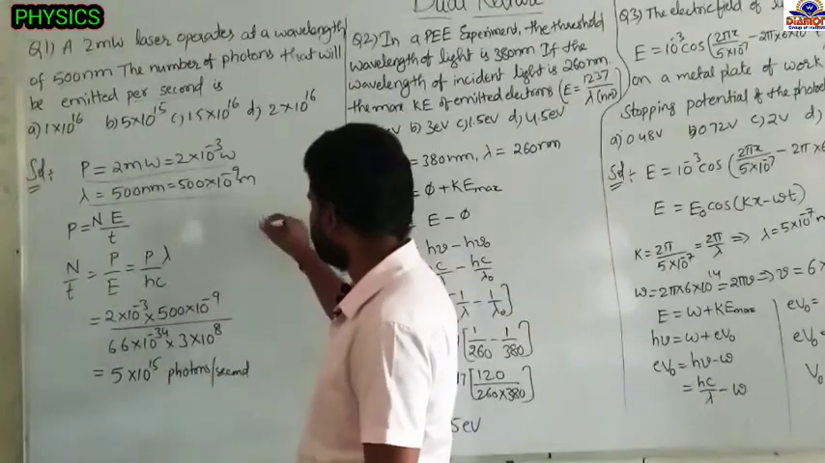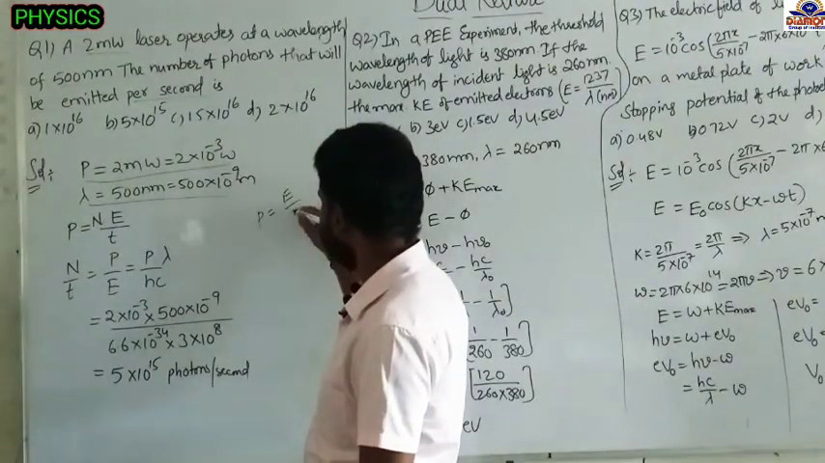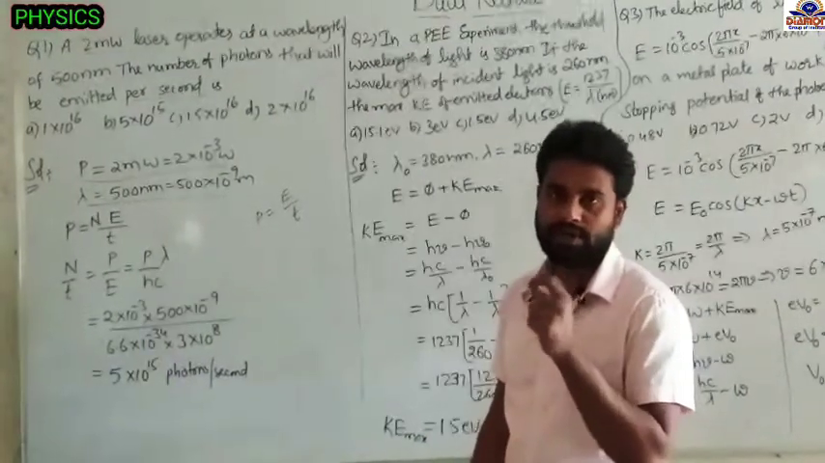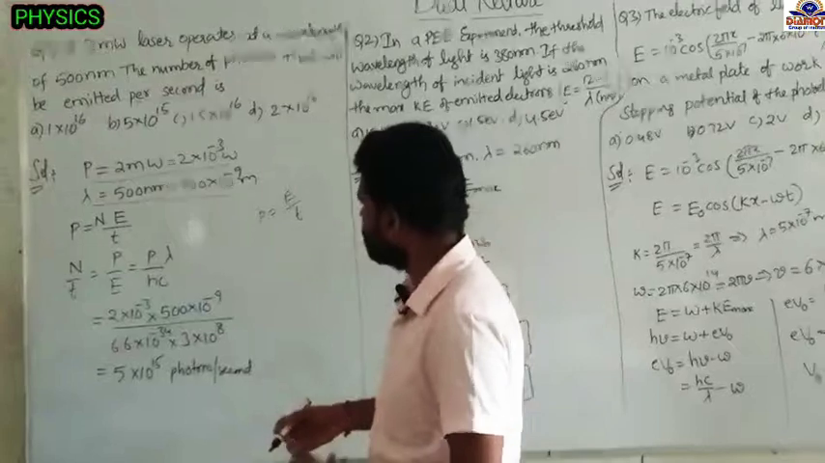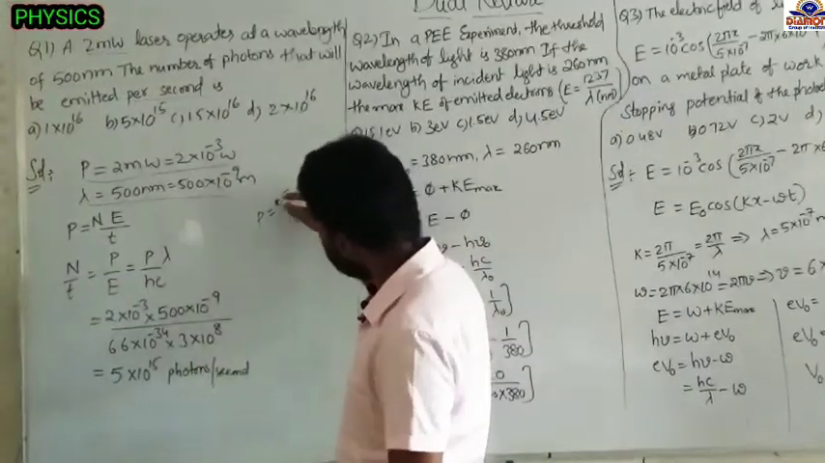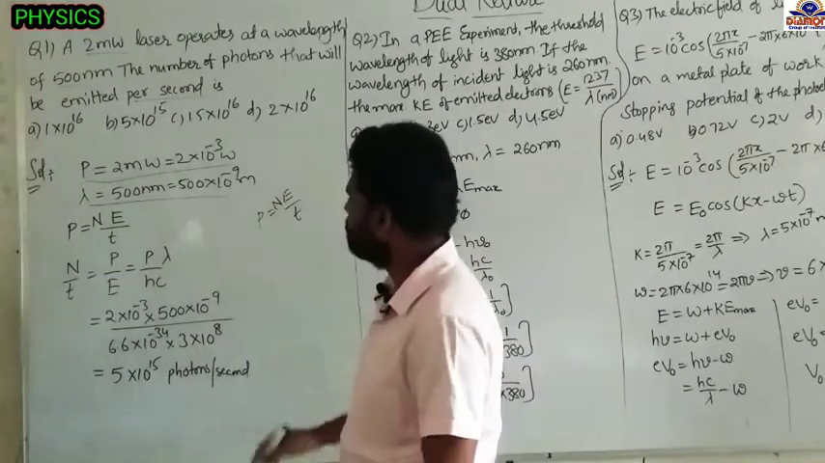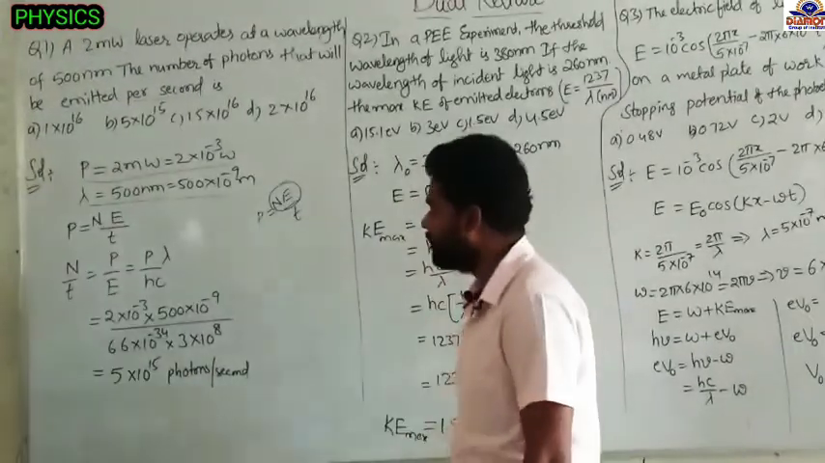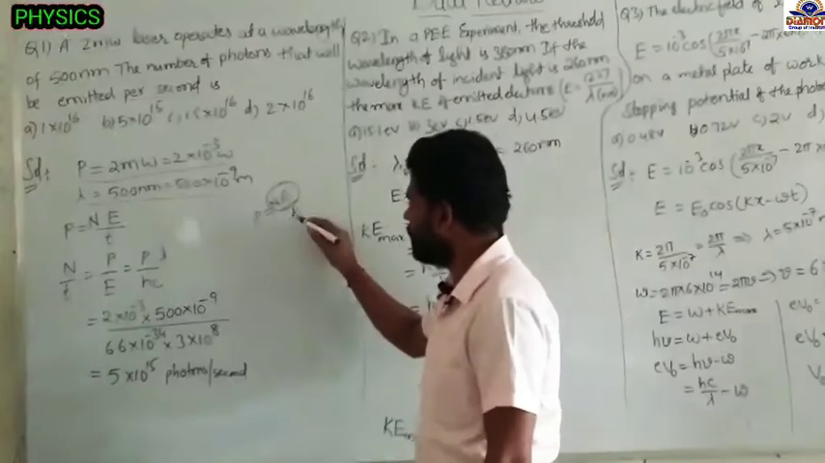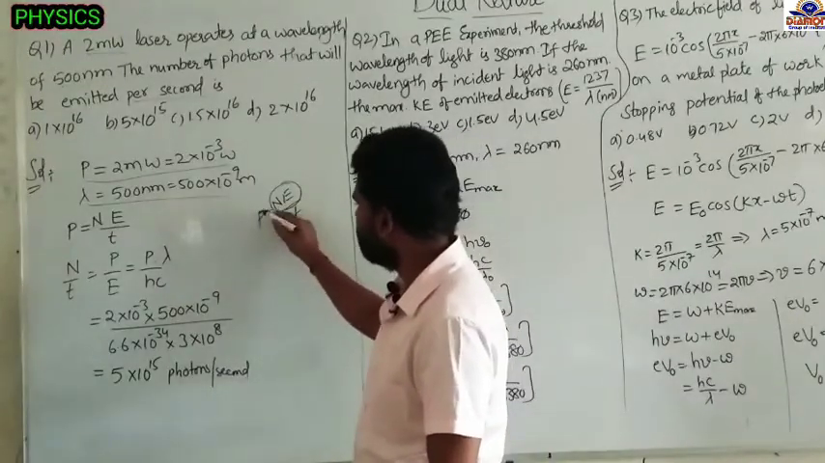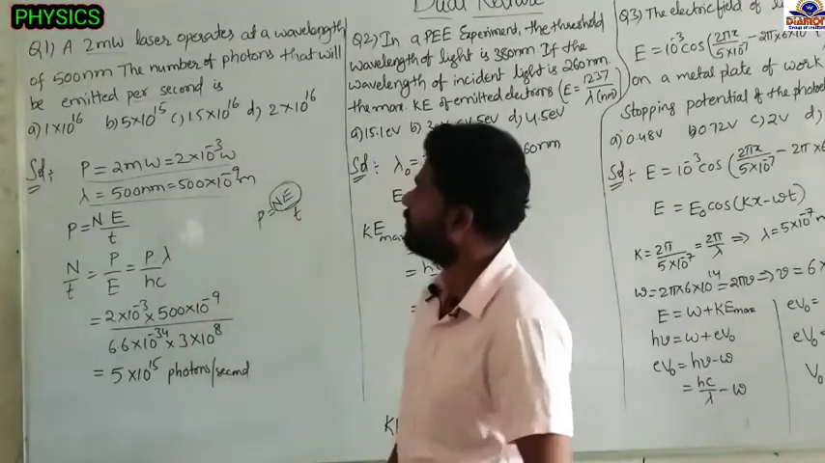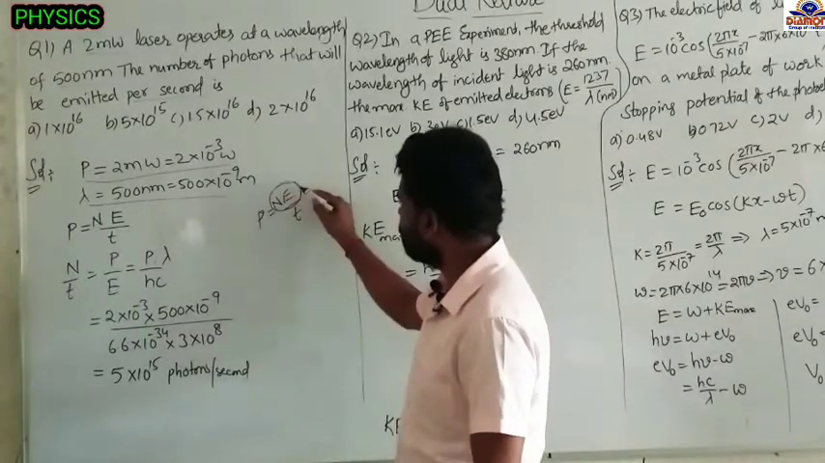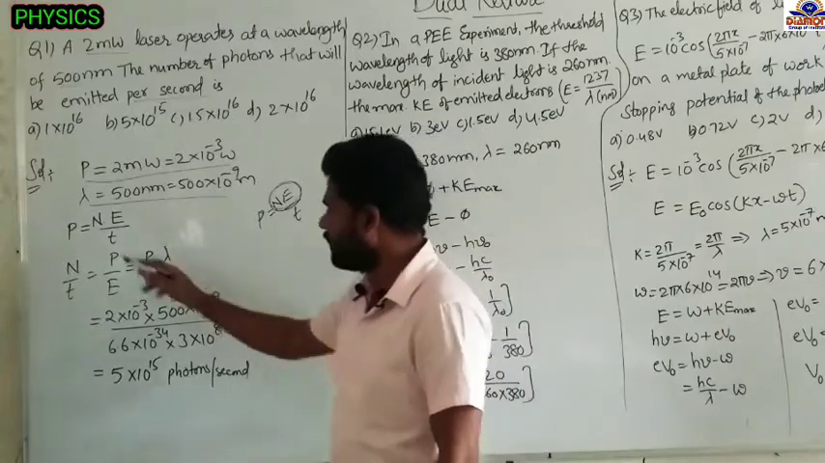We have to find, actually, power equal to the energy per time. This energy is the energy of one photon. So how many number of photons are there? Then n into E. So this will give the total energy of the n photons, given per time t. So at 2 milliwatt power, how many photons are emitting, we have to find. So now power equal to n into E by t.